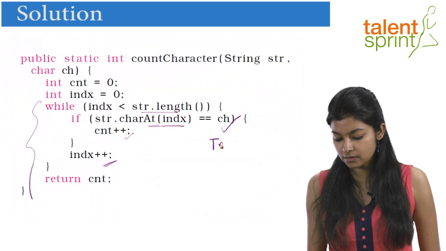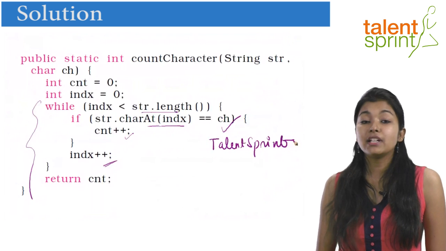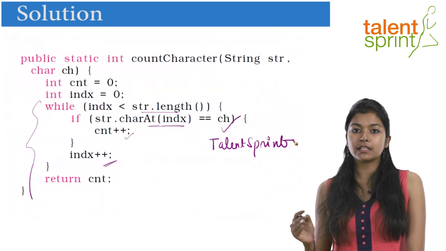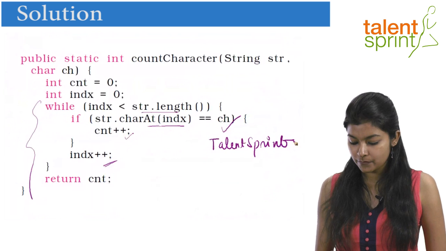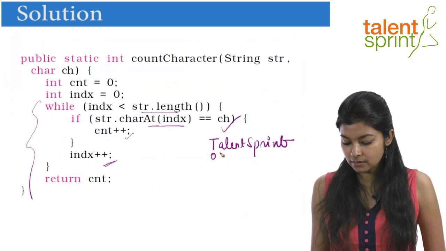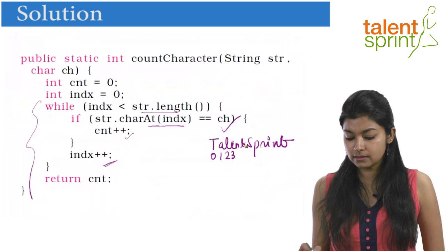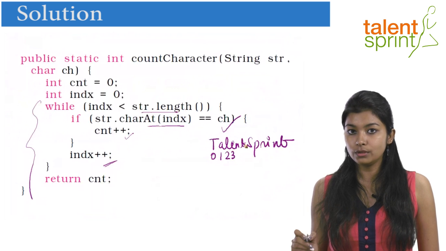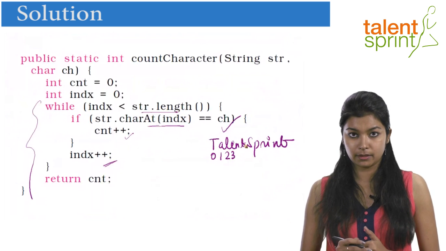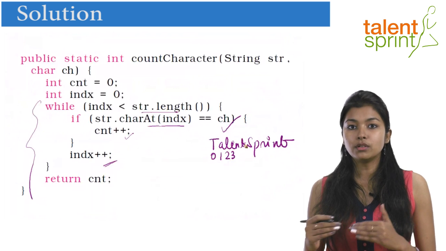So let's say we have our string TalentSprint and we have to find how many times the character, let's say E, occurs. So if we index this string starting from 0, 1, 2, 3, our E character is occurring at 3, and that is the only place where E is occurring. So we'll return the count 1.